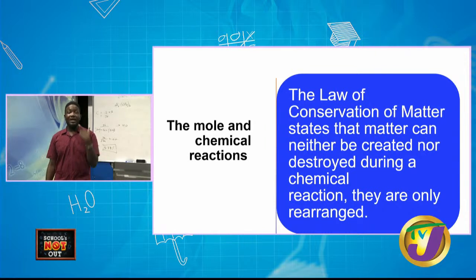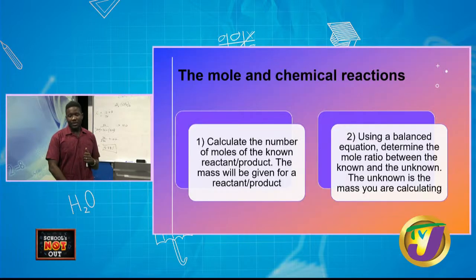And that is why we balance our equation, because elements or atoms don't just disappear when they react or appear out of nowhere, right? All you're doing is rearranging them. You're breaking bonds, you're putting this over here, that over there, but the same amount you start with is the same amount you must end with, all right? So it's an important law. They are only rearranged. Now we can use this law to look at mole and chemical reactions.